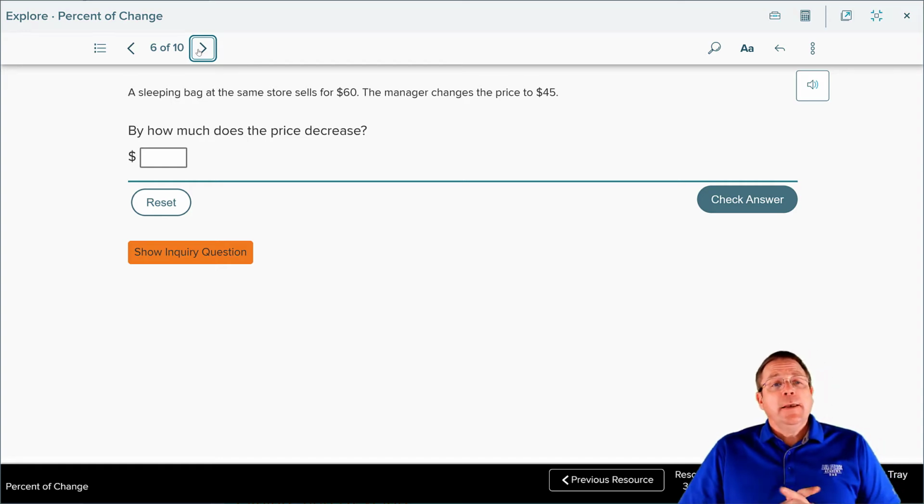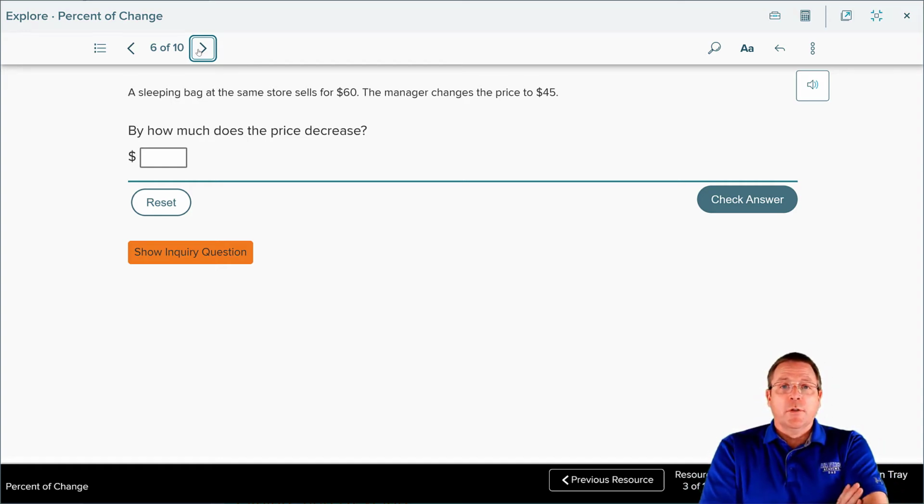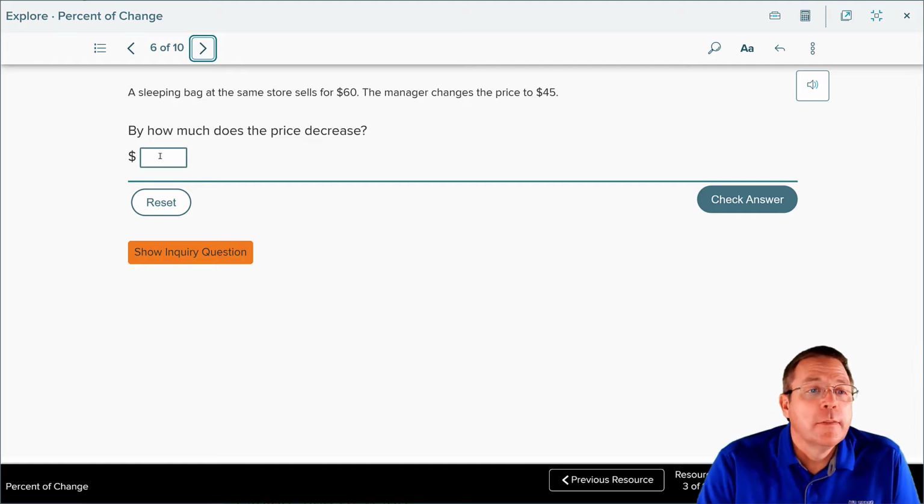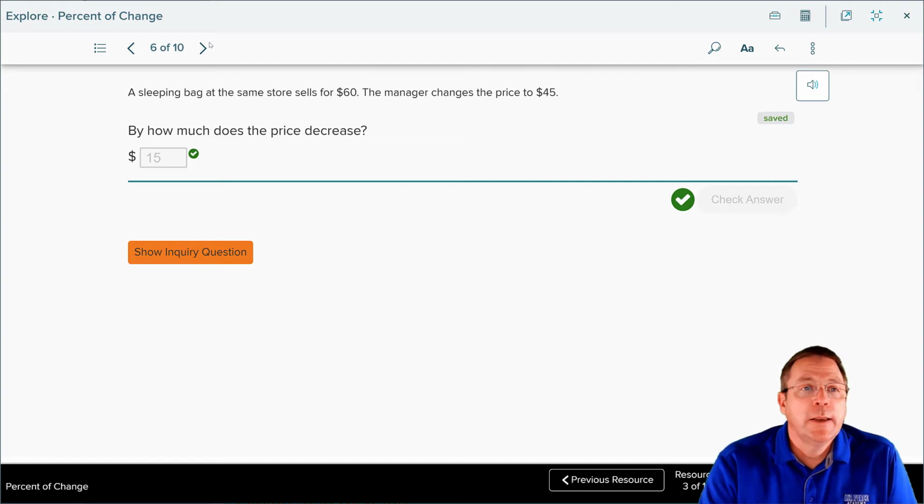Now, a sleeping bag at the same store sells for $60. The manager changes the price to $45. How much does the price decrease? This time we're dealing with percent of decrease. So how much is our price decreasing? That's right, 60 minus 45 is going to be 15.